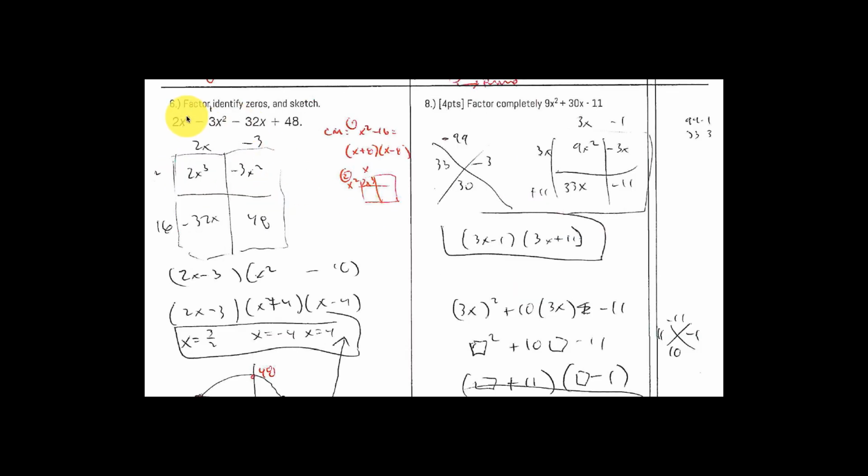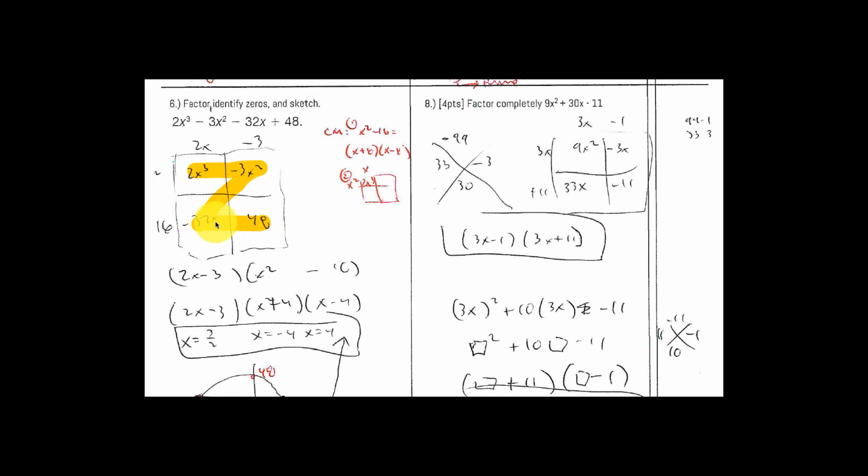All right, question number 6 tells you 3 things: factor, identify the zeros, and sketch. So you have 4 terms here, 1, 2, 3, 4. So this should automatically tell you factoring by grouping. I'm going to put this in the box. There is my z. Draw z right there. So 2x cubed, negative 3x squared, negative 32x, and then positive 48.